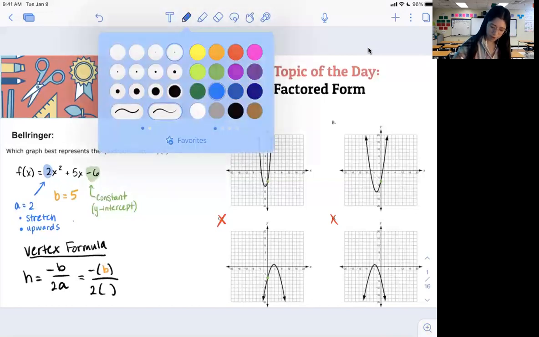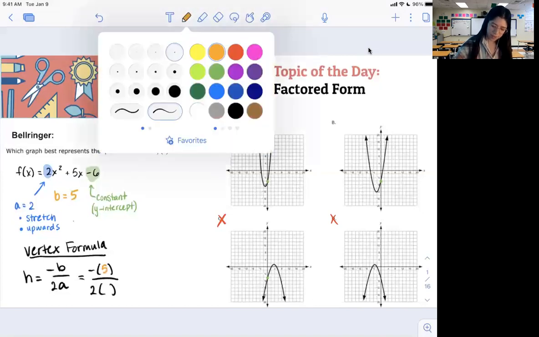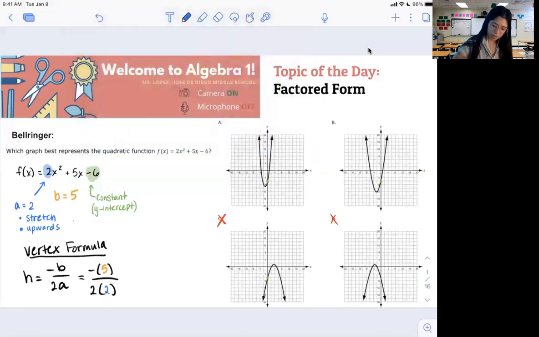Over 2a. Oh, why did I just write b? -5, that's what I meant, over 2 times 2. What do I get? This was hard for me. And you get -5 over 4. So that's a fraction, but we can work with it.